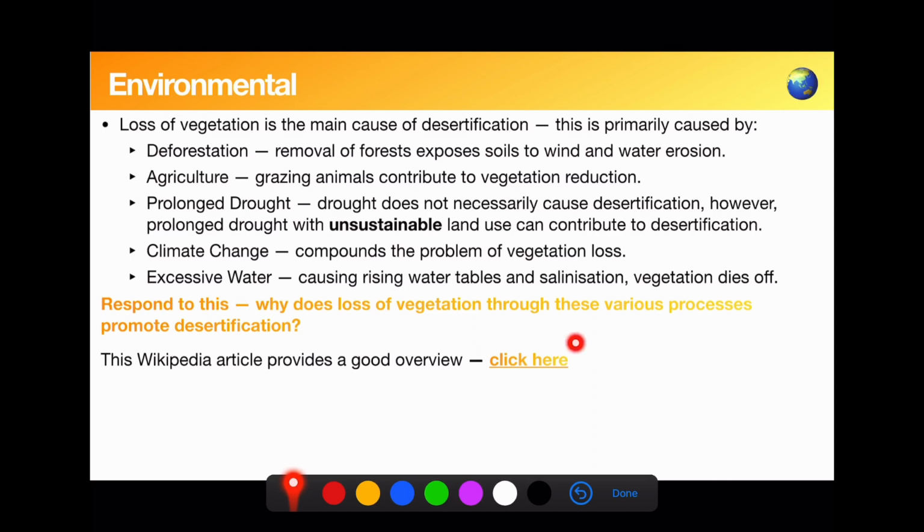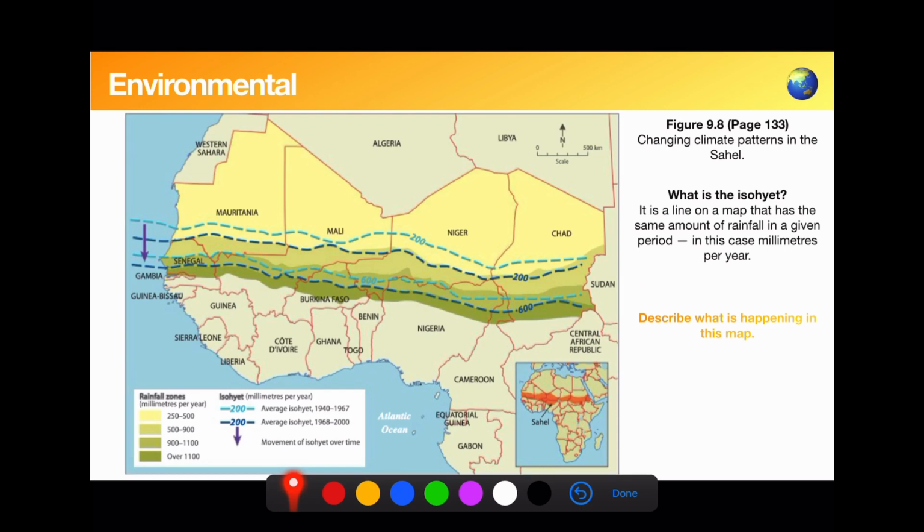I also have a link here, Wikipedia. You know I love Wikipedia. It's gotten me through most of my uni degree. This gives a good overview of all the causes basically, but you'll notice there's a lot on the environmental causes of desertification.